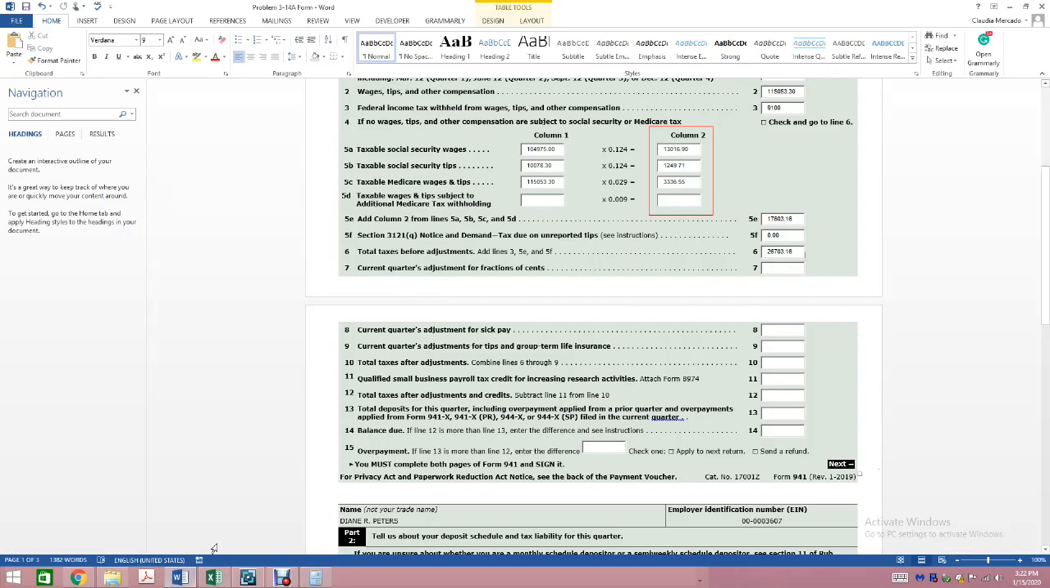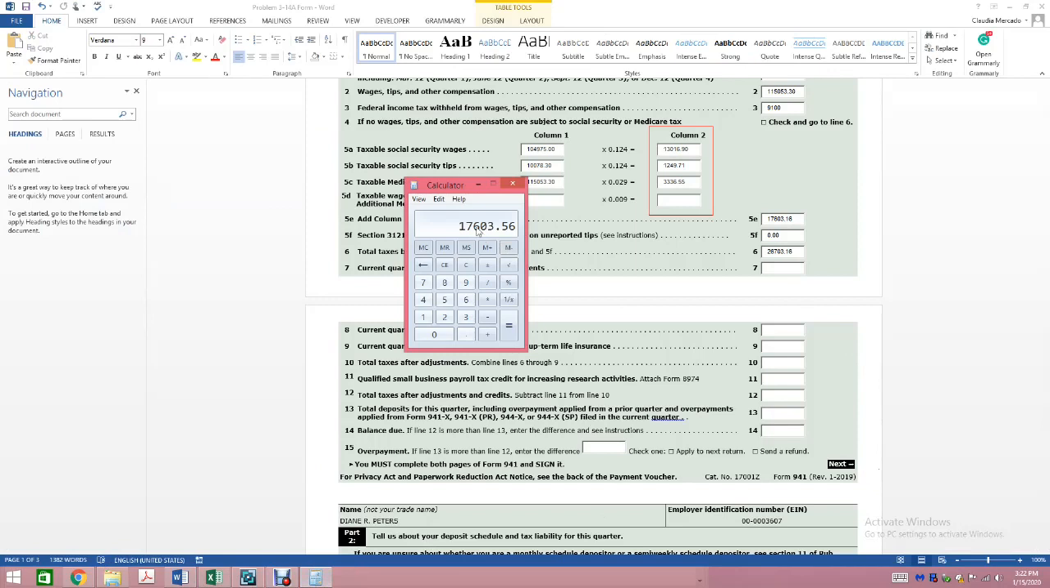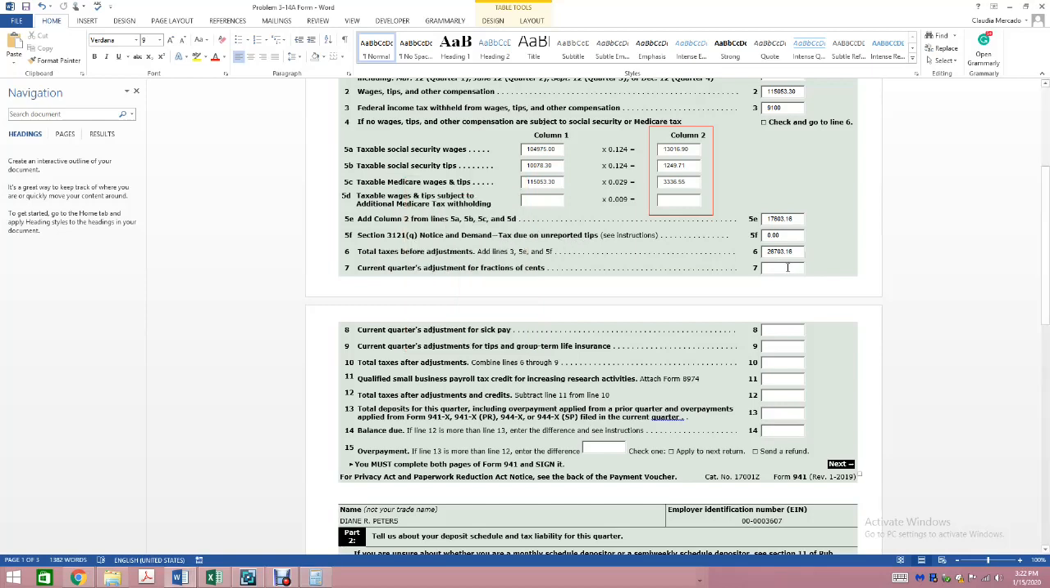So, I'm going to compare the total that we received, 17,603.56. I am going to subtract the amount on box 5E, 17,603.16. And we have an adjustment of 40 cents, okay? So, you're going to compare your calculation to box 5E, the calculation that we did.